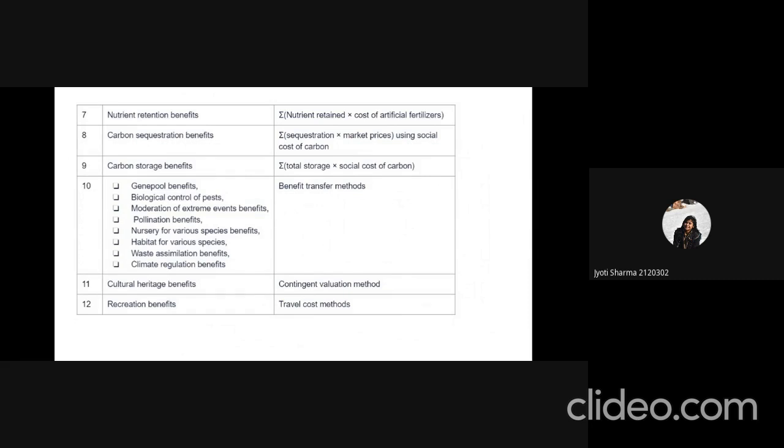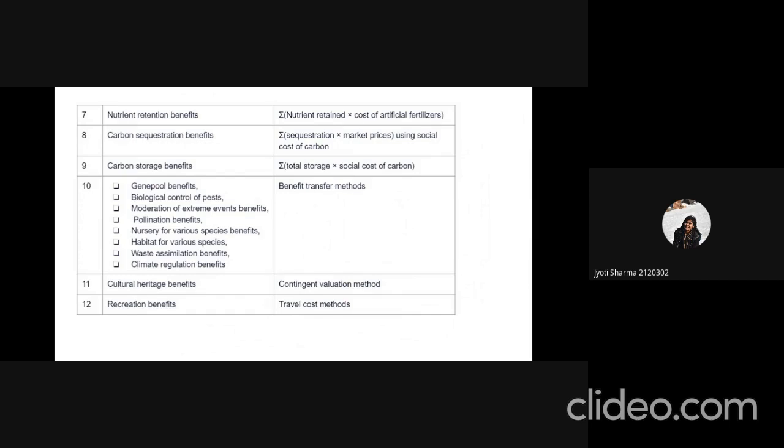Then we have the gene pool benefit, which we talked about, then different types of habitat, and the climate regulation benefits. These can be estimated using the benefit transfer method. So what it is: if we have a small area and we calculate that it has that much gene pool, then what will be the cost of it? Then we apply it to the larger area. We are transferring the value of one ecosystem to the larger ecosystem. So this is the benefit transfer method.